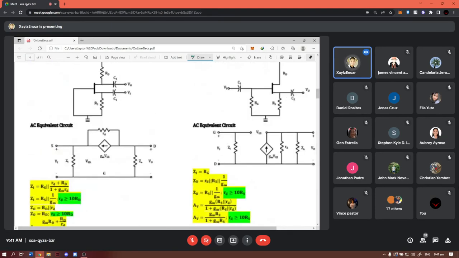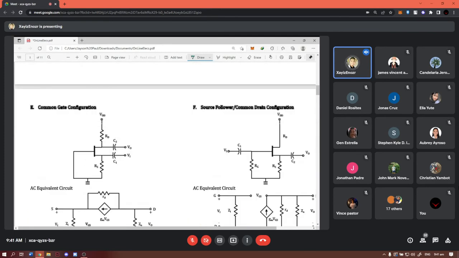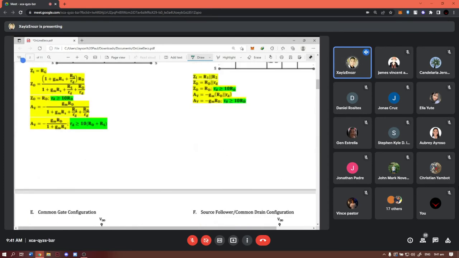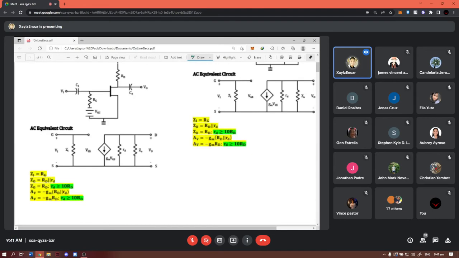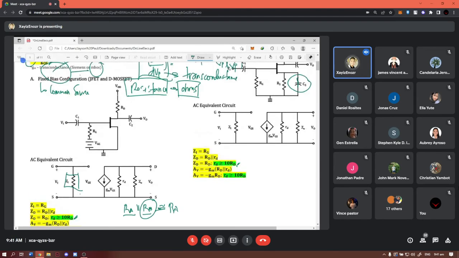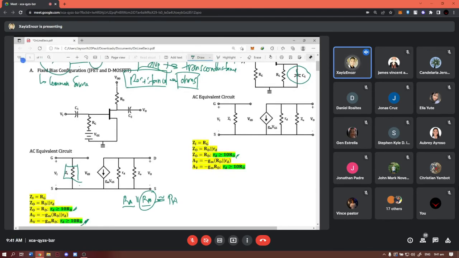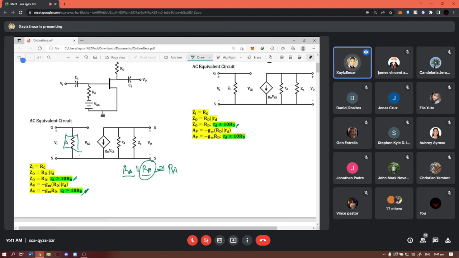So, tandaan nyo lang kapag common source, okay? Common source, ang input natin is nasa gate. So, therefore, ang impedance is RG. Then, ang output impedance is RD parallel with the drain dynamic. So, kapag mas malaki si drain dynamic ng 10 times the drain resistance, you can just simply use yung ating drain resistance as the output impedance. Then so AV, so we have negative GM multiplied by RD.